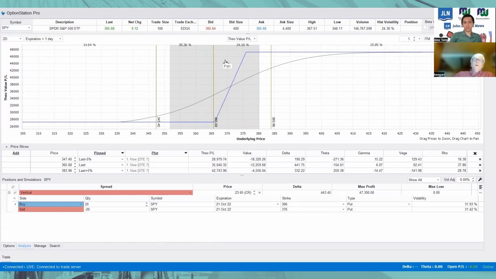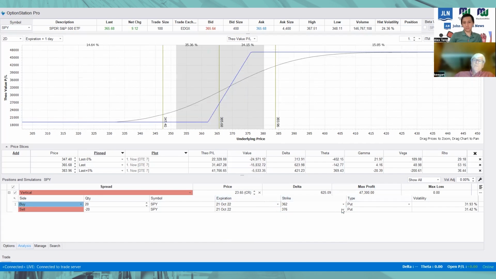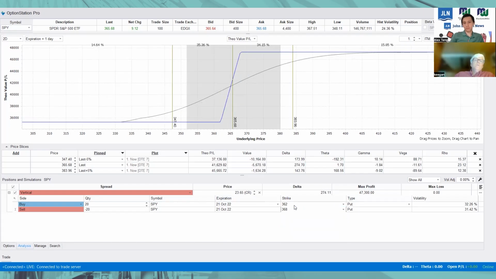And you could do different strikes for this. For instance, let's say you did 362 against 368. So we're selling this $6 spread now against our $10 spread. And this is the bullish spread we'd be having on.